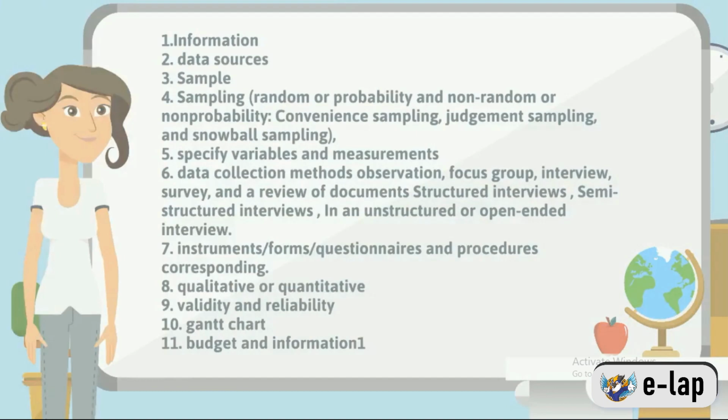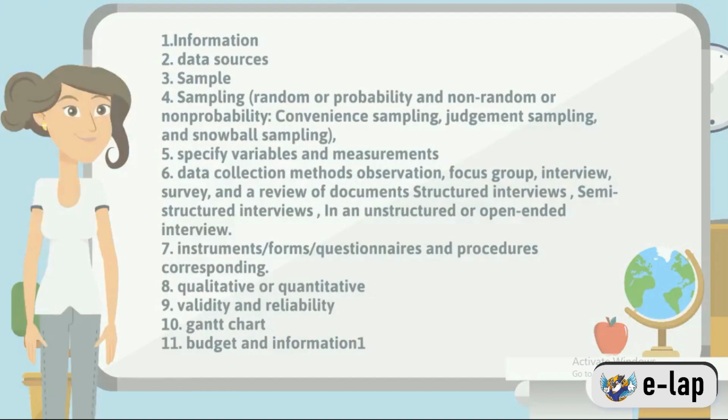4. Specify how you will sample your data sources. The two classes of sampling are random or probability and non-random or non-probability. Non-random or non-probability sampling has 3 sampling methods as follows: convenience sampling, judgment sampling, and snowball sampling. 5. Specify variables and measurements if doing a quantitative study.